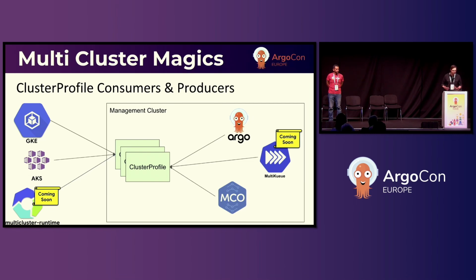So just imagine you essentially have some producers, some providers like GKE, AKS, multi-cluster runtime coming soon, right? And they're generating lists of clusters. But what if they were generating lists of clusters and then also piping that list into a management cluster that's central? So then you can rely on a label that you put, for example, on a GKE cluster getting propagated to this open source cluster profile, right?